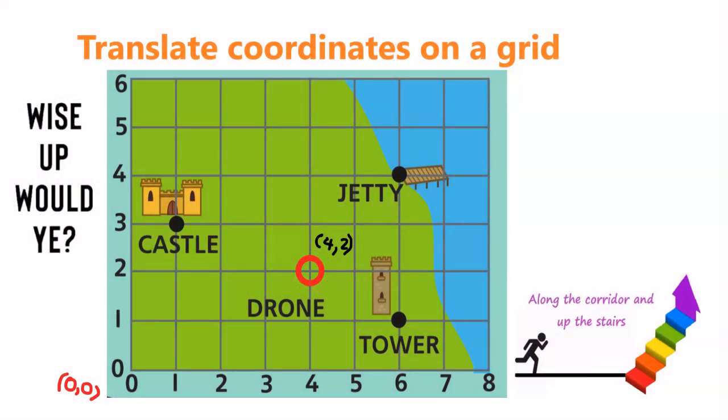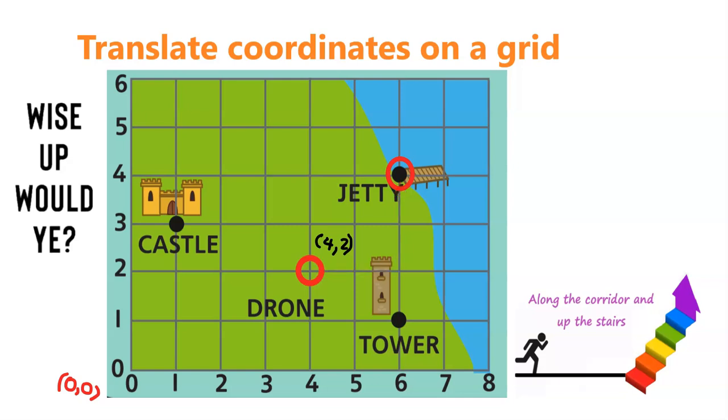If we want to move the drone to a different coordinate on the map, what we're doing is translating that coordinate. If we want the drone to move over the jetty, we need to instruct the drone to move 2 to the right and then 2 up. It's important that we can work out the final position of a coordinate translation without drawing the lines.